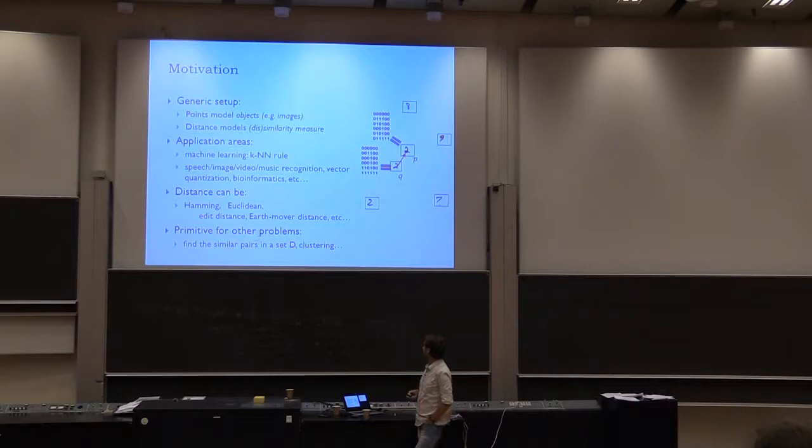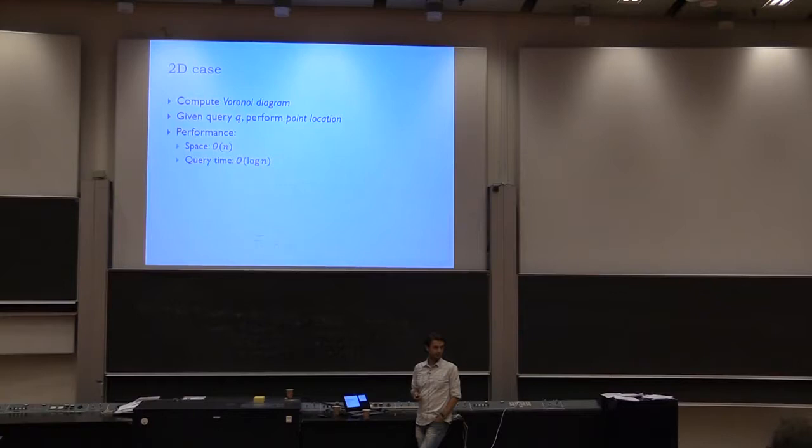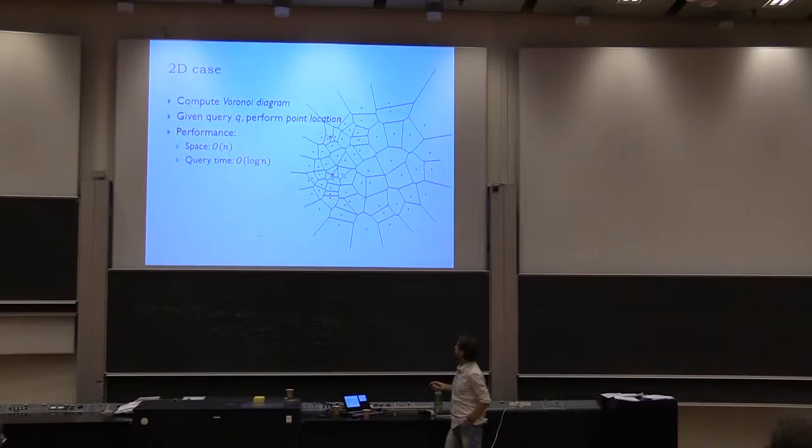let's start with something very simple, say the two-dimensional case. What happens in the two-dimensional case? Before we go into the high-dimensional situation, the classical data structure is to compute a Voronoi diagram, and given a query point Q, you want to do what is called point location. Basically, given a query point Q, point location means finding this zone. I'm sure that you have seen this Voronoi diagram before.